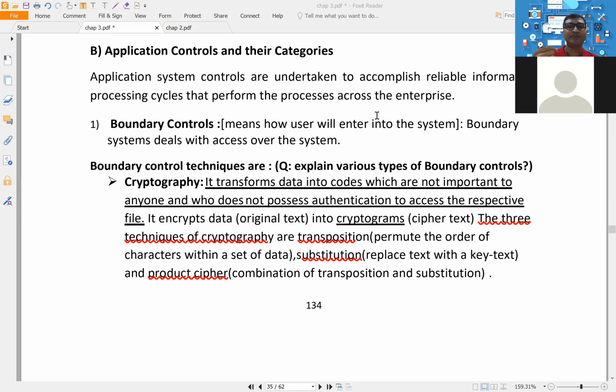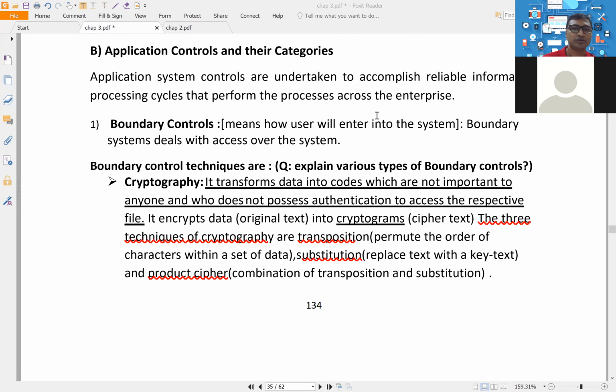After input, we communicate the data to the other systems. So communication control. Once the data reaches the actual system or server, processing control. Once the processing is done, it should be updated into database. So database control. And finally, we create outputs from the database. So output controls. So there are total 6 categories of controls in application control.